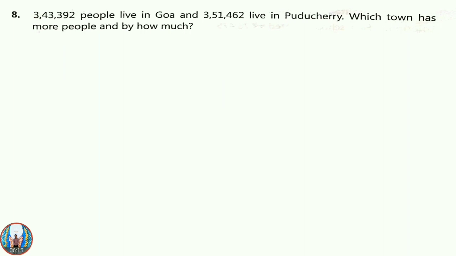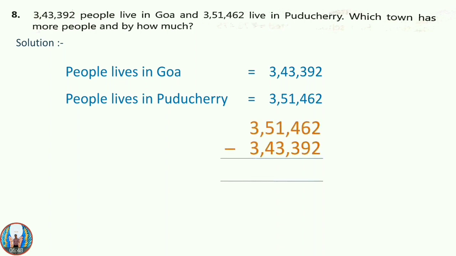Question number 8. 3,43,392 people live in Goa and 3,51,462 live in Pondicherry or Puducherry. Which town has more people and by how much? We can clearly see that 3,51,462 is more than 3,43,392. But by how much? We have to subtract the small number from the bigger number. So we write the population of Goa, then the population of Pondicherry, then we subtract. So the difference is 8,070.